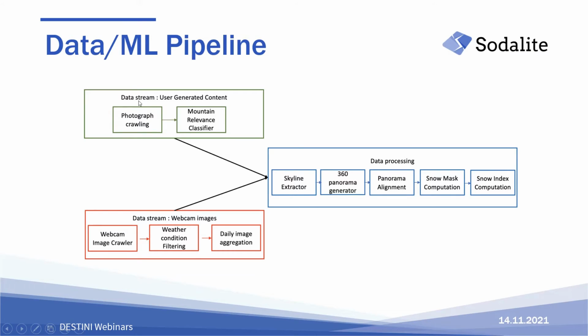There are two types of data sources. One comes from images created by the users. So there's a crawler that crawls the images from different image sharing websites, and then there's another crawler for webcam images. The images from both sources are pre-processed, aggregated, and a deep learning model is applied to calculate the snow index. Some components, for example, a skyline extractor, use a deep learning model, and that model is trained on an HPC infrastructure. Most of the other components are deployed on cloud.